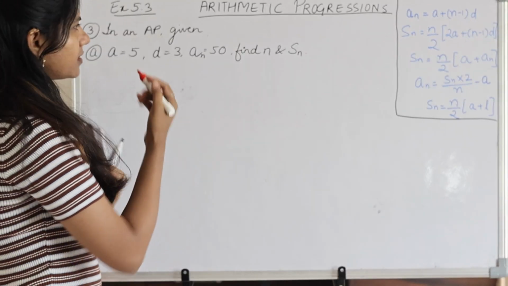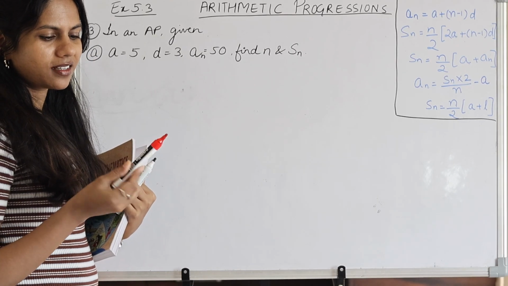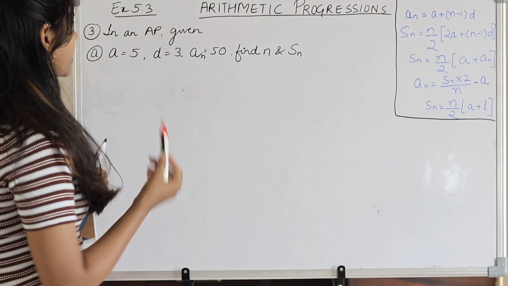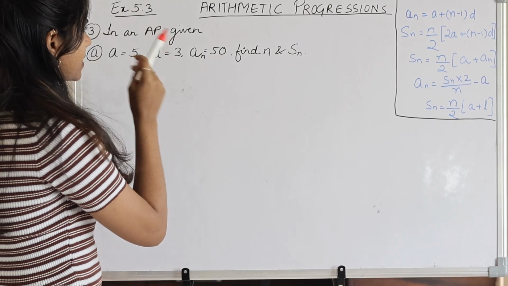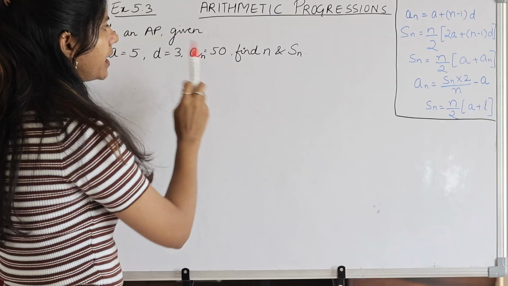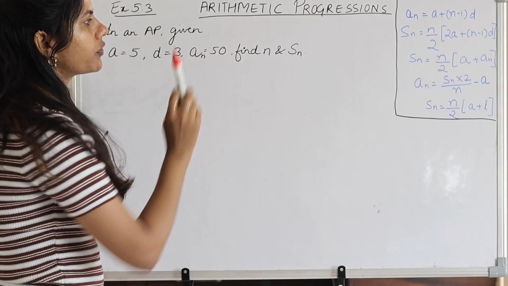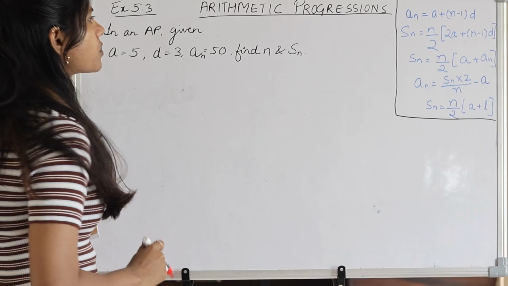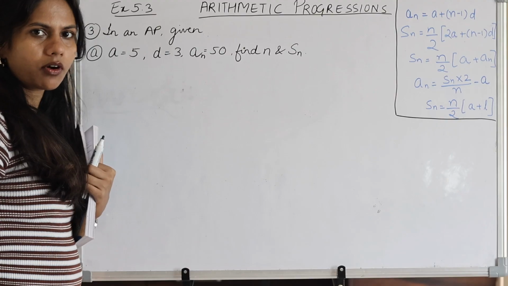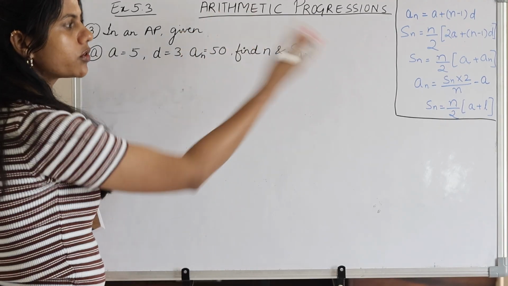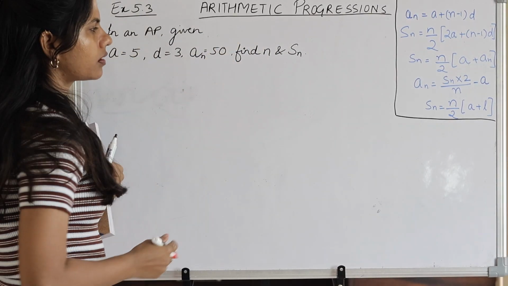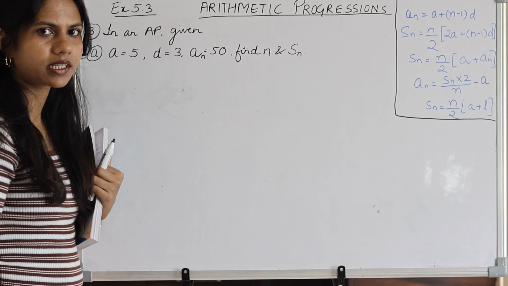Excuse my marker, today this is red because the blue marker ink is done. Okay, let's start. Here in this AP, they have given the value of a, d and an, which is 50. We have to find the value of n, Sn. Till now we have seen the previous formulas. Most of the times we are using these so that we can find out n, Sn or whatever is given.